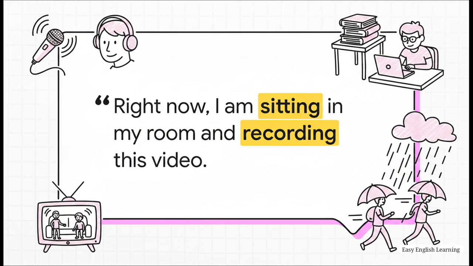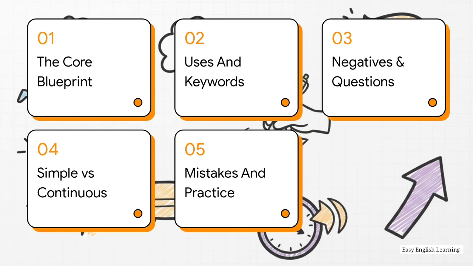And that vivid, real-time energy is exactly what the present continuous brings to your English. It's the tense of action, of progress, and of the right now. So here's our roadmap for today. First, we'll look at the core blueprint. Second, surprising uses and keywords. Third, negatives and questions. Fourth, we'll tackle present simple versus continuous. And finally, common mistakes in practice.